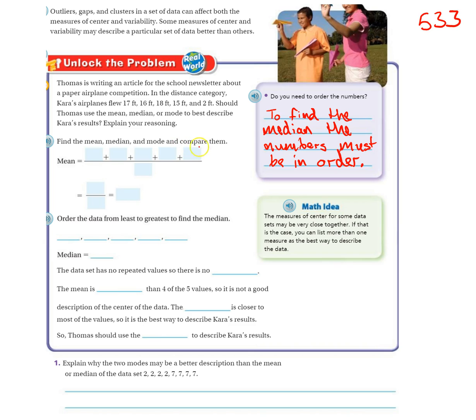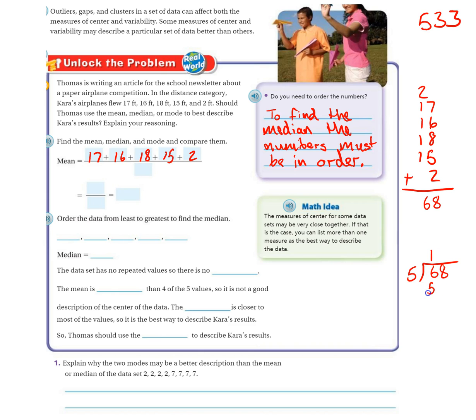To find the mean, median, and mode, and compare them. So for the mean, we just need to take these numbers and add them up first. So 17 plus 16 plus 18 plus 15 plus 2. Let's see what we get when we do that. Okay, so we have 13 plus 8 is going to give you 21, plus 5 is 26, plus 2 is 28. That gives us 68, and then divided by, there's 1, 2, 3, 4, 5 numbers.